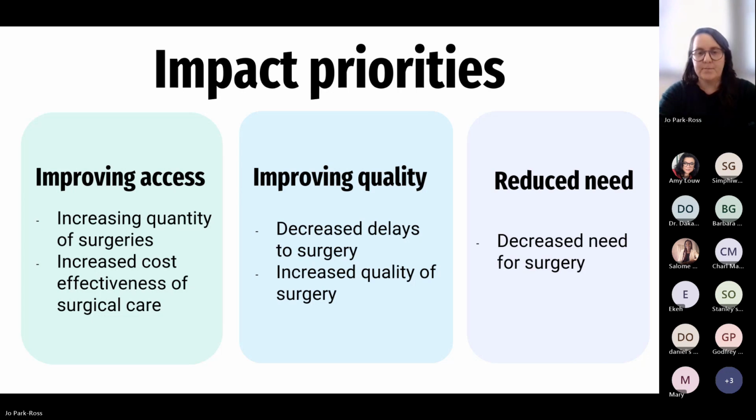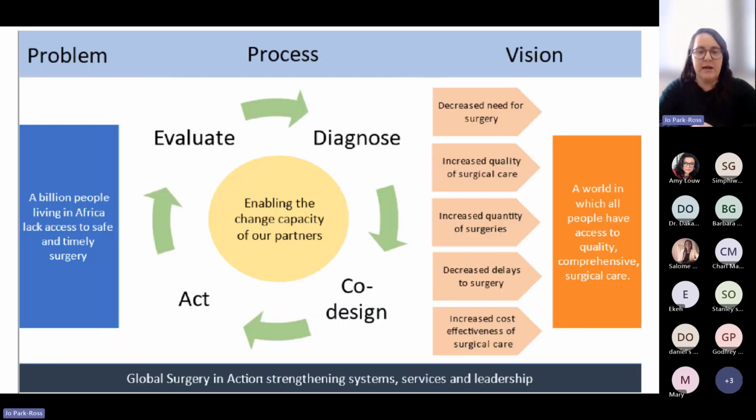And so here it is, the Global Surgery in Action framework, where we aim to strengthen systems, services, and leadership. So the problem statement, as you've heard, is 1 billion people in Africa lack safe and timely access to surgery. And so we think that the process, which mirrors the IHI model for improvement, which we'll talk about in a moment, is to diagnose, co-design, act, evaluate, and continue the cycle of diagnosing, co-designing, acting, and evaluating, with a vision to keep moving towards a world in which all people have access to quality, comprehensive surgical care.